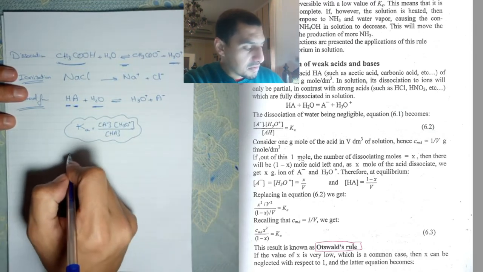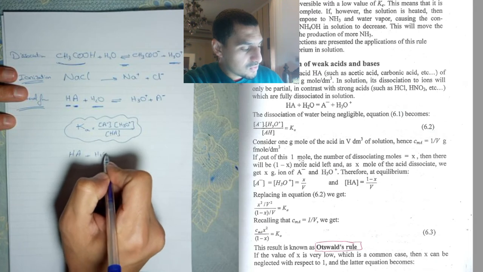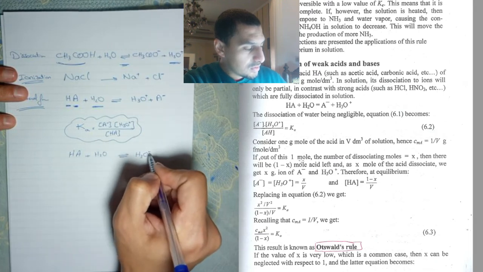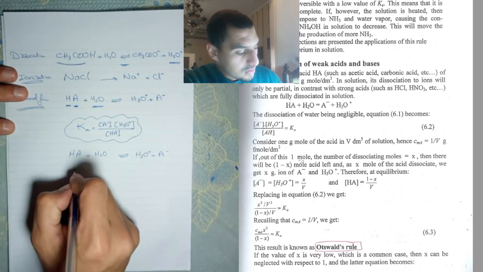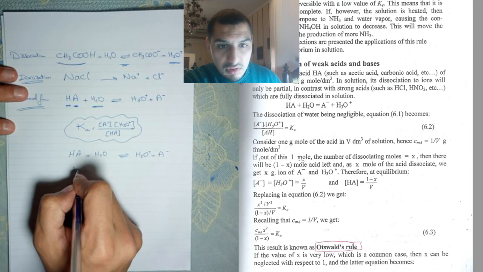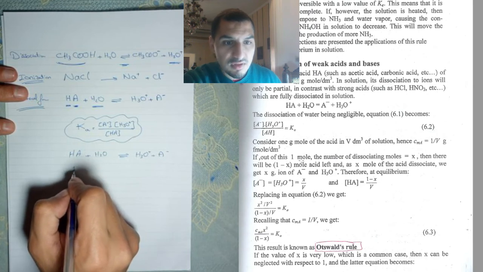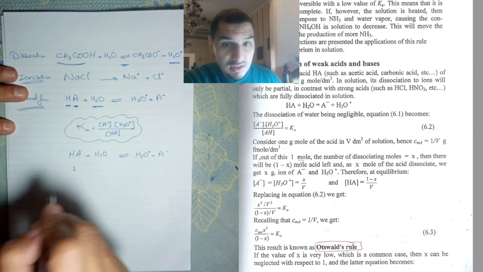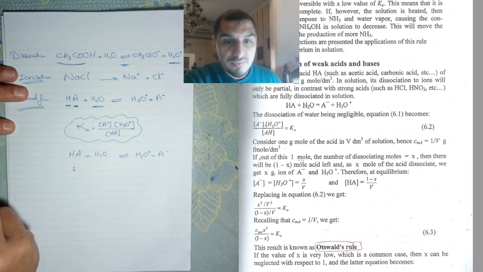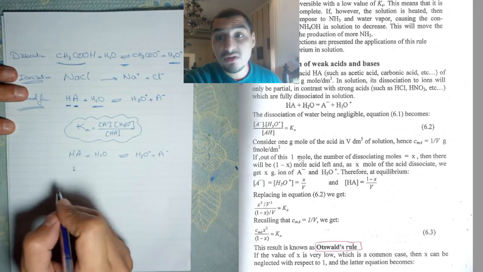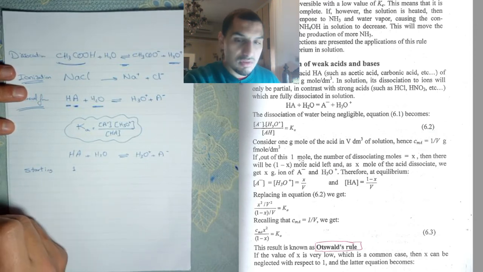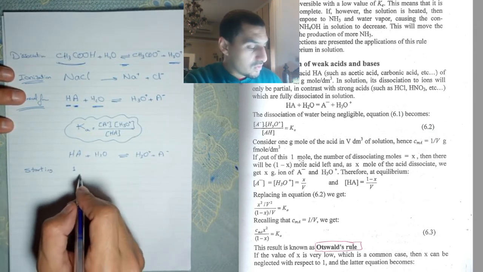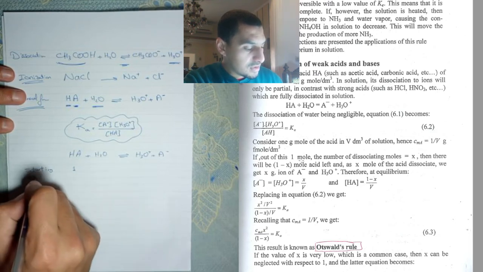Let's say that I'm going to write the equation again. HA plus water gives H3O positive plus A minus, and let's say that I started with 1 mole. I have 1 gram mole of HA that is dissociating in water. Let's call this the starting concentrations. So I'm starting with 1 mole, and then dissociating.